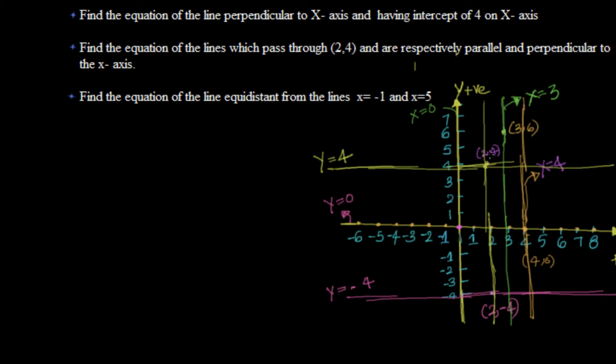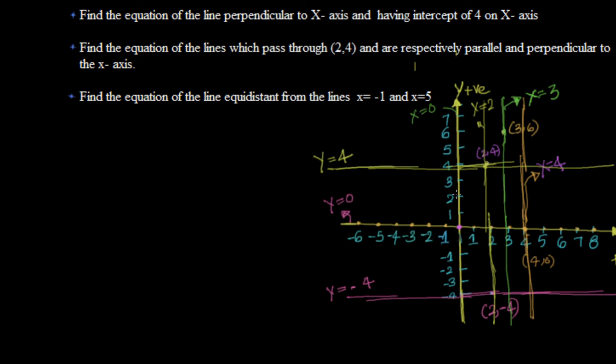Similarly, the line which is perpendicular to the x-axis and passing through (2, 4) is x equal to 2, because on this line the x coordinate is fixed at 2. Similarly, on the line y equal to 4, the y coordinate is fixed at 4. x is varying, but y is fixed at 4. So the simple thing to remember is that the equation of the x-axis is y equal to 0, because on the x-axis you are giving values to the x coordinate, but the y coordinate is always 0. That's why it's y equal to 0.